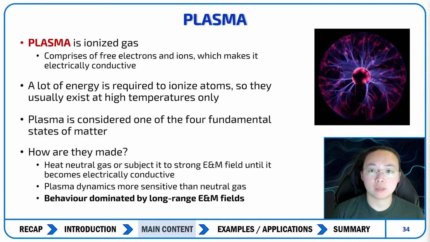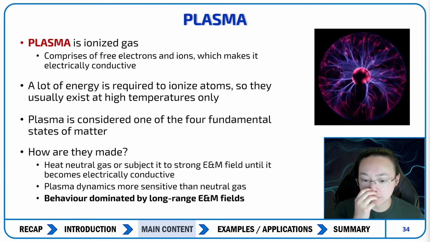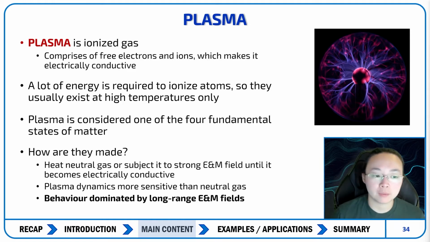Okay, so moving on to plasma. Plasma is ionized gas, and for some, it's considered one of the 4 fundamental states. It was first described by the chemist Irving Langmuir, who was a pioneer in surface chemistry, back in the 1920s or 1930s. So usually you have solid states of matter, you have liquid, then gas, and then you have plasma, which is ionized gas. That's the 4th level that usually we don't consider when we're talking a lot about the fundamental states. But it's the 4th one, and it comprises free electrons and ions, which makes it very electrically conductive. A lot of energy is required to ionize atoms, so they usually exist at high temperatures only.